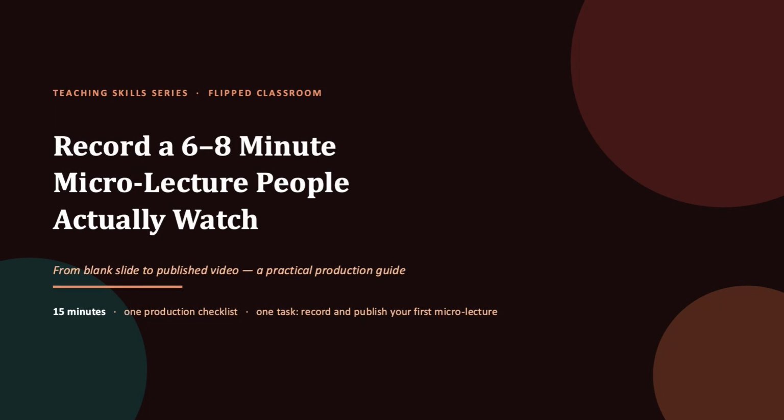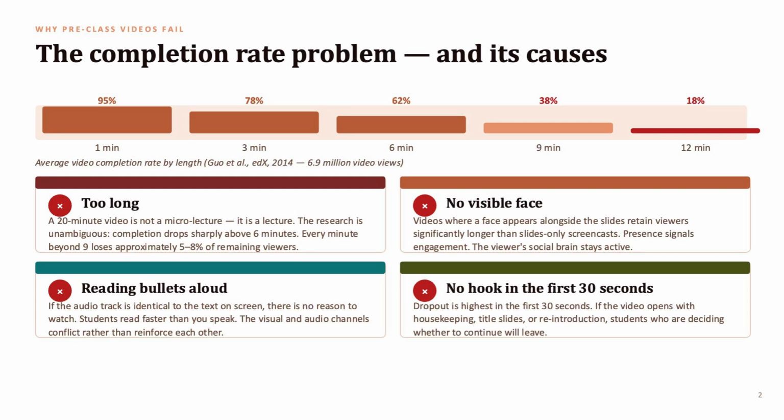This session is designed to be efficient. In just 15 minutes, you'll gain one production checklist, enabling you to accomplish one task: record and publish your first microlecture. Pre-class videos frequently fail due to the completion rate problem.